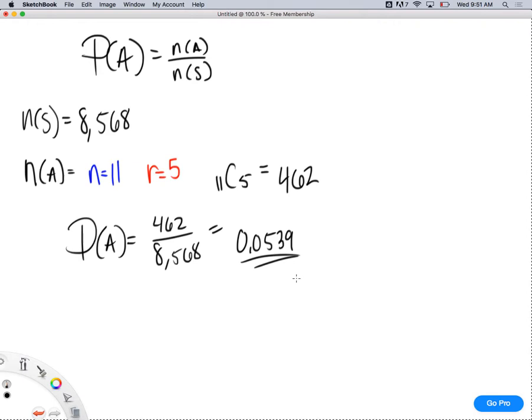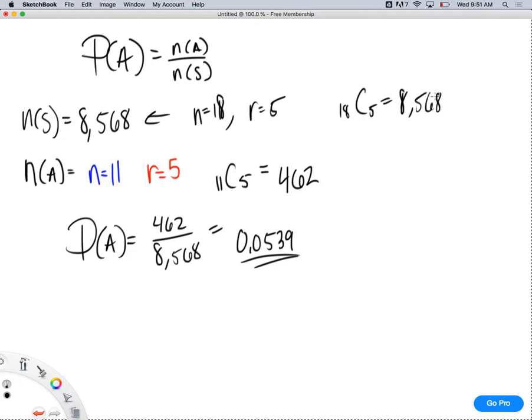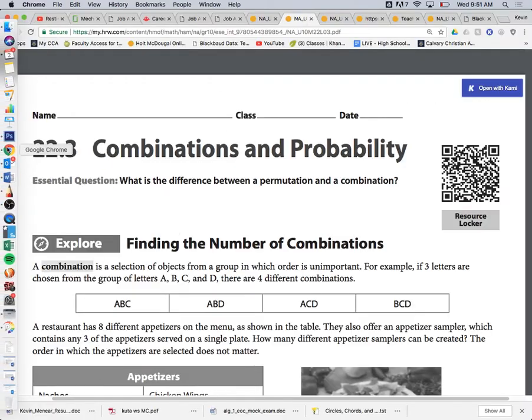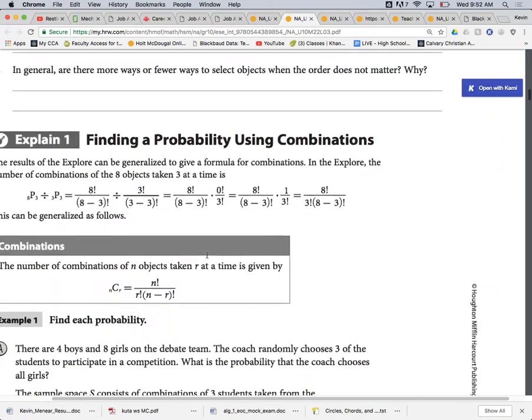Yes, ma'am. How did you get the 8,568? Oh, I got this because in this case, N was 18, and R was 5, because that's the total number of students in the room. So 18C5 was 8,568, and I got that from the previous thing that I just did. So, yeah. Any questions on this? Does that make sense? Okay. So that's combinations and probability with combinations. Let's take a look at an example in your book.